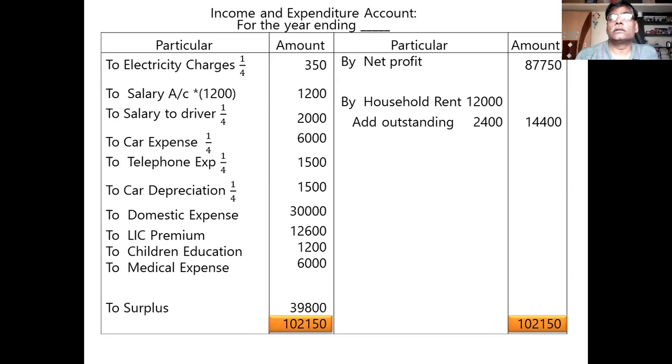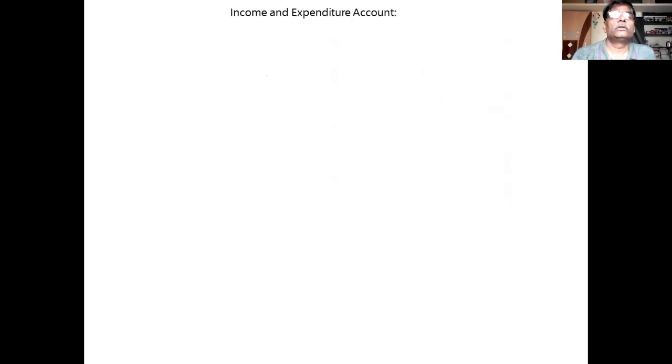This is the right answer. This is the right answer you take to the balance sheet. Okay, and the book answer is wrong. Whatever answer is given in the question, that answer is wrong. Okay, you see the next problem.